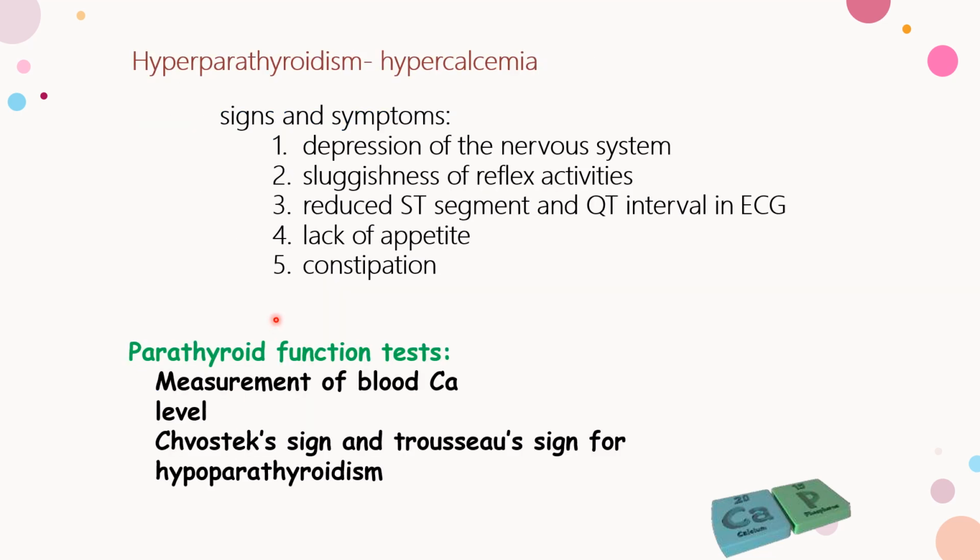And hyperparathyroidism causes hypercalcemia, and the signs and symptoms are depression of the nervous system, sluggishness of reflex activities, reduced ST segment and QT interval in ECG, lack of appetite, and constipation. The parathyroid function tests are measurement of blood calcium level, eliciting the Chvostek sign and Trousseau sign for hypoparathyroidism.